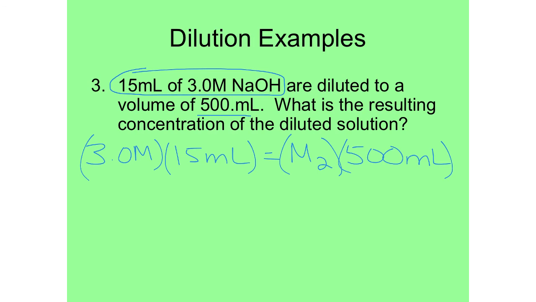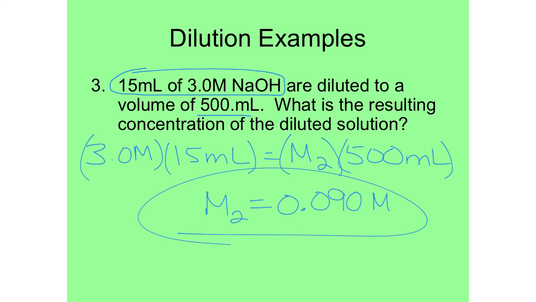So I do my math. I get 45 divided by 500, and that would give me a new concentration of 0.09 M. And I would need 2 significant figures, so I would have to add a 0 at the end there.